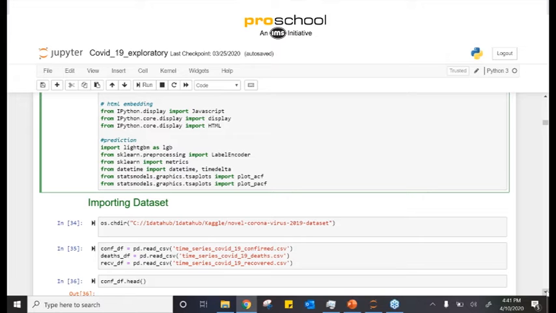Apart from that, for the basic prediction part, I used sklearn and LightGBM.